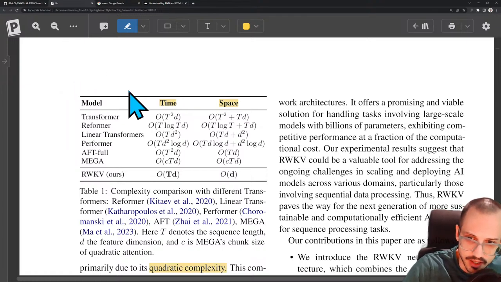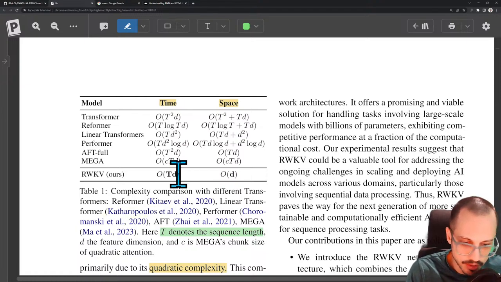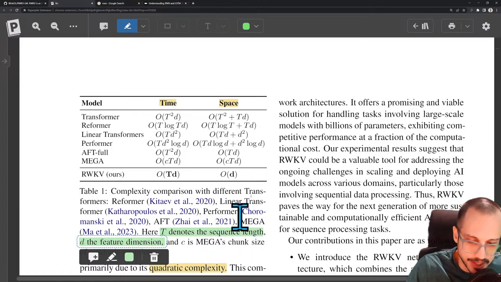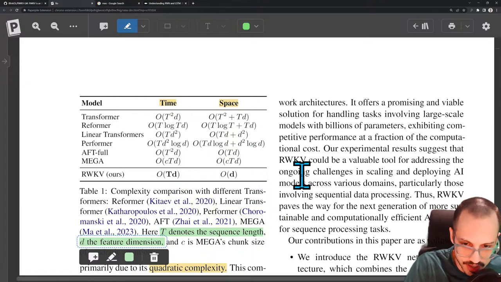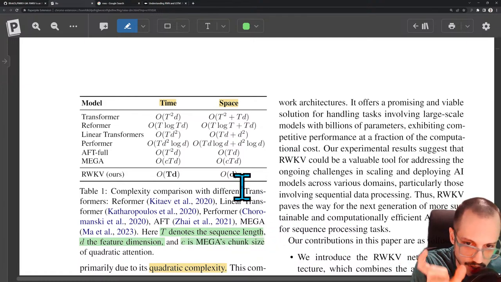T denotes the size of the sequence, the sequence length. So how long is the sentence that you're trying to model, or maybe the length of the list in whatever little LeetCode problem you're doing. D is the feature dimension. Here they're talking about the intermediate embeddings within these different types of architectures. And then C is Mega's chunk size for quadratic attention. I think what they mean by chunk size is whenever you take the sequence and chunk it into little pieces, the size of that chunk.